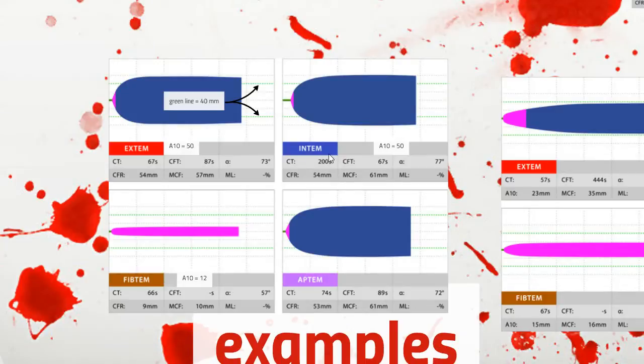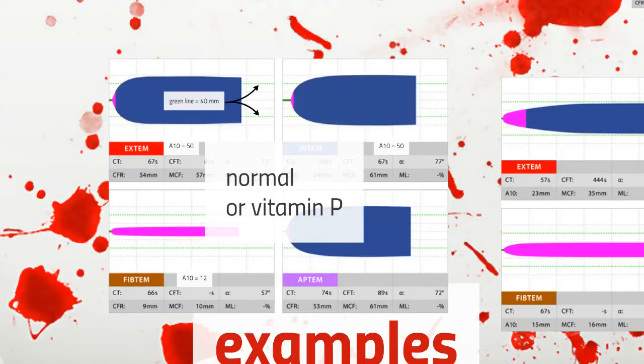But anyway, the A10 is 50 here. The FibTEM, is it less than 9? No, it's good. All right, what's next? Number 3, maximal lysis. Well, there is no lysis at all, so that's fine too. So this suggests that this is a normal trace, but you have to take it back to the clinical context. It's always about the clinical context.